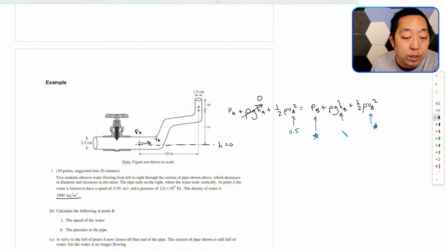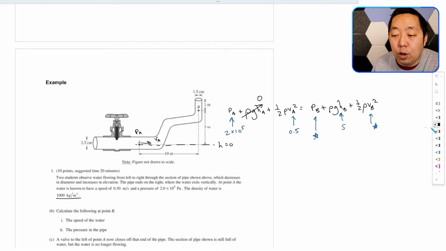The h_B here, from there to there, is... Oh, actually, we want to know the speed of the water at point B. Yeah, so that's 5 meters. I was thinking whether I should include that 1 meter, but we're doing it to point B. That's our point there. So how do we solve for this? I need to know this one. Oh, the pressure at A, we know this. This is 2 times 10 to the 5th.